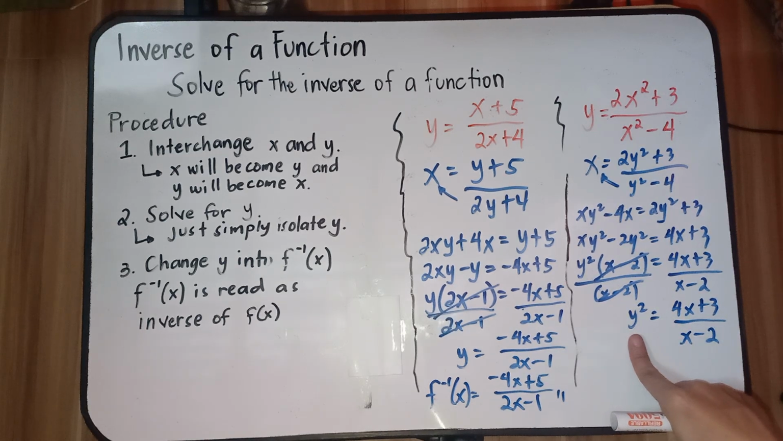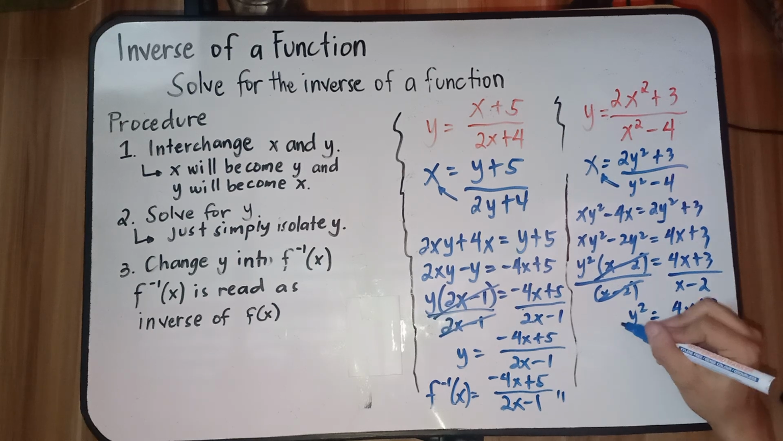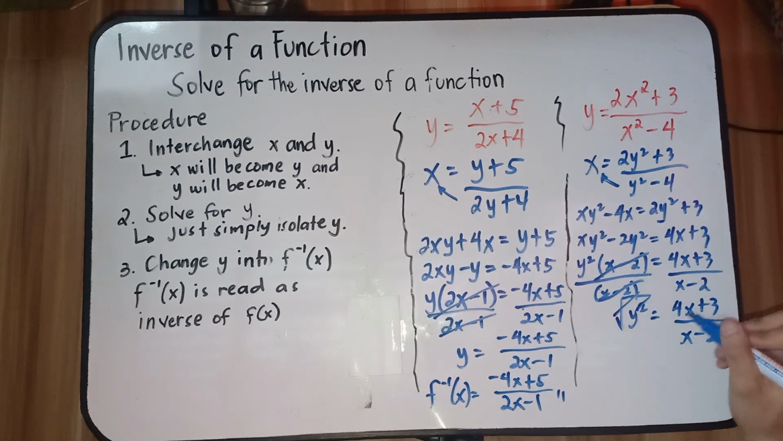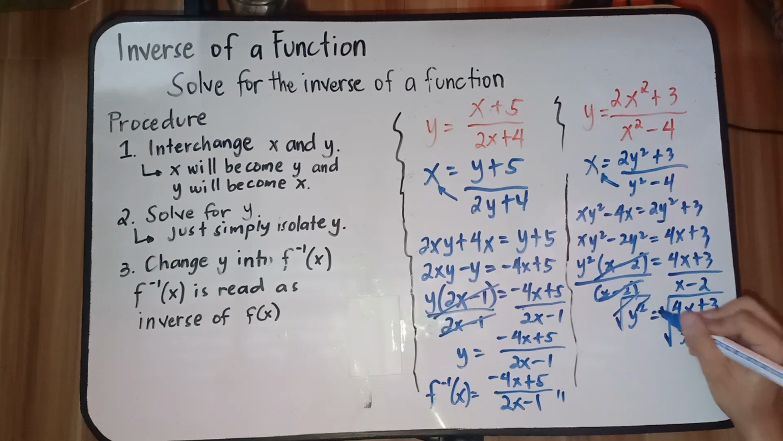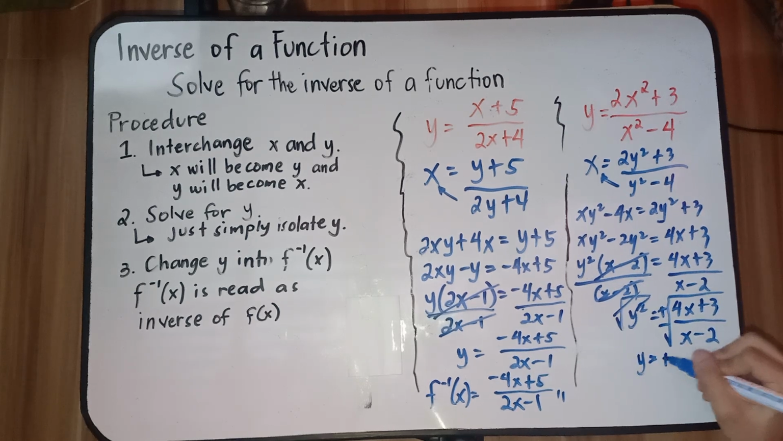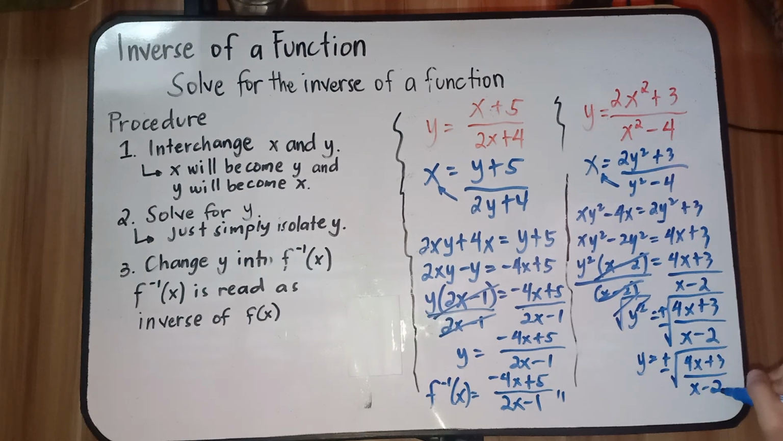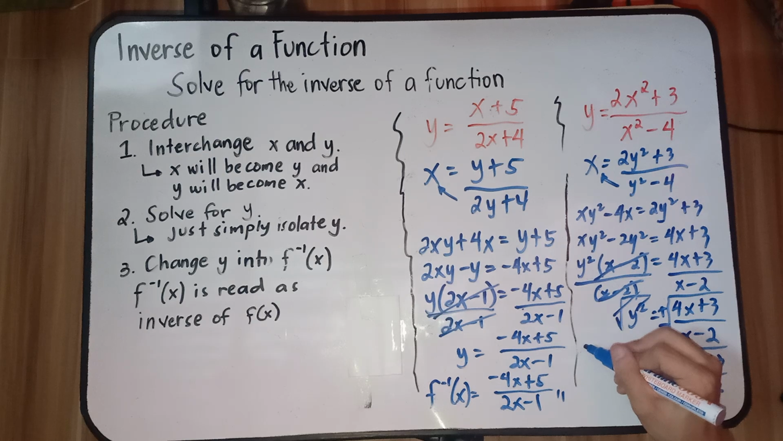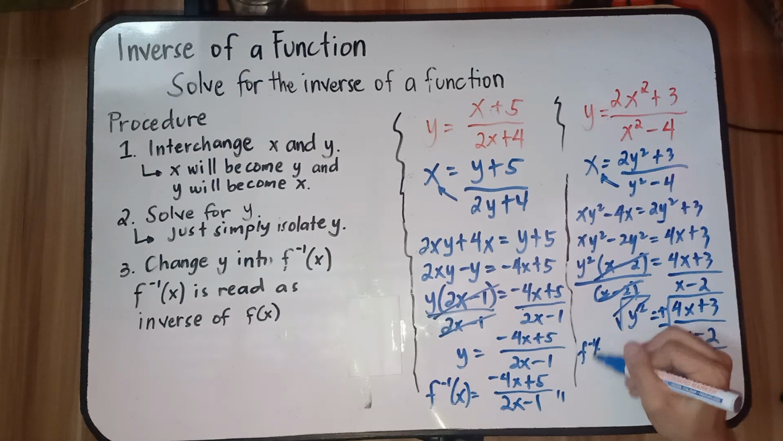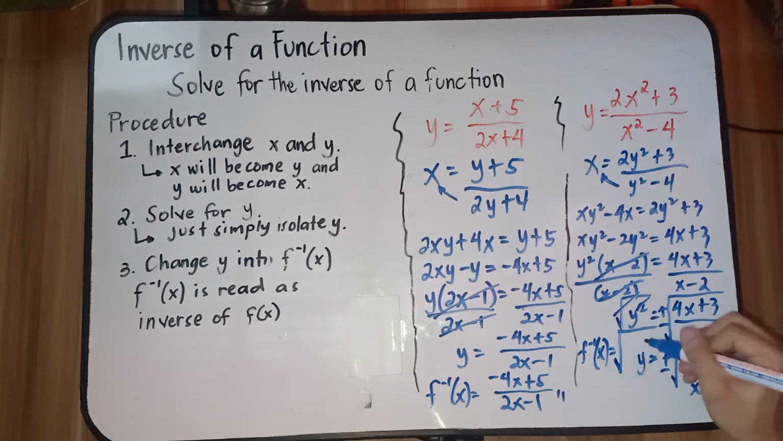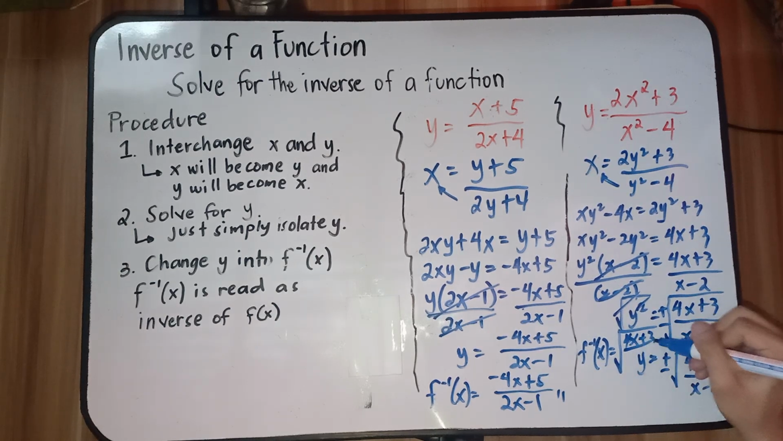Since we have y raised to 2, we can extract the square root. So extract the square root, cancel this one and cancel the squared. Square root, put positive and negative since that is square root. So we have y is equal to positive and negative square root of 4x plus 3 over x minus 2. So for the last step, we need to change y into inverse of f of x. So we have inverse of f of x is equal to the square root of 4x plus 3 over x minus 2. And that is the final answer.